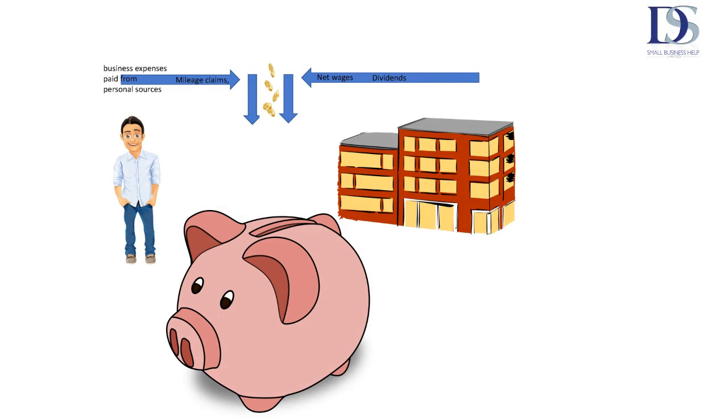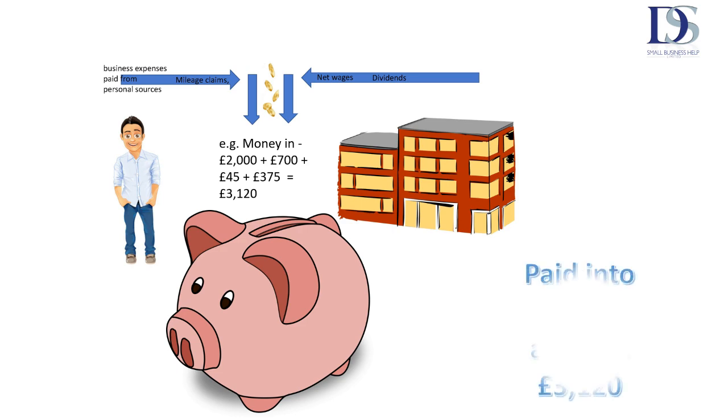As I've already said, our company is paying dividends and wages to our director shareholder. And we're going to pay £2,000 in dividends and £700 in net wages. The director has made a mileage claim of £45 and also paid for some business costs out of his own personal bank account for £375. And this brings the total amount paid into the loan account to £3,120.